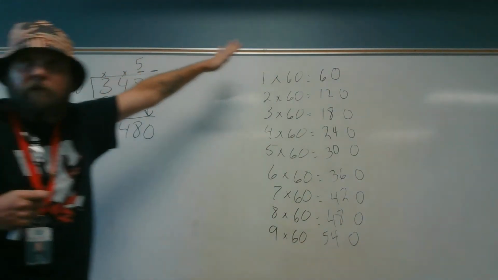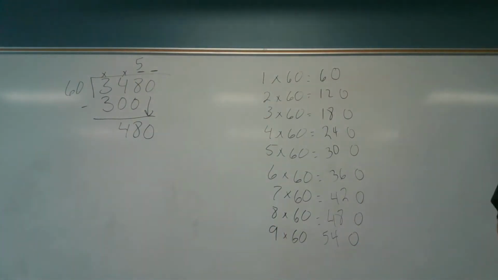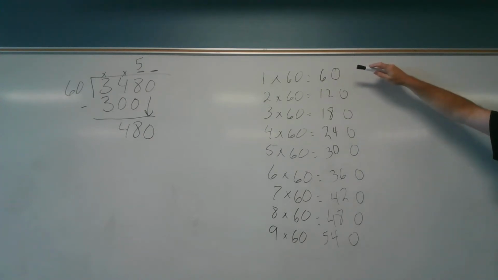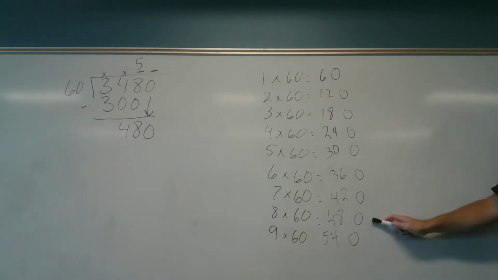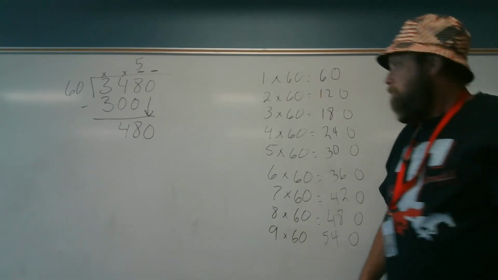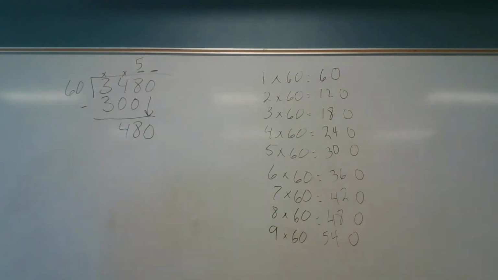So now I've got to figure out what goes in my ones place. Andrea, you tell me when I get too big. 60, 120, 180, 240, 300, 360, 420, 480. Oh, 480 is good. Okay, so 480 is 8 times 60.